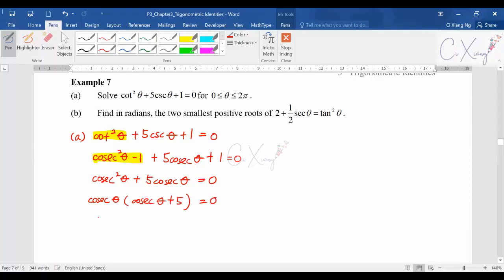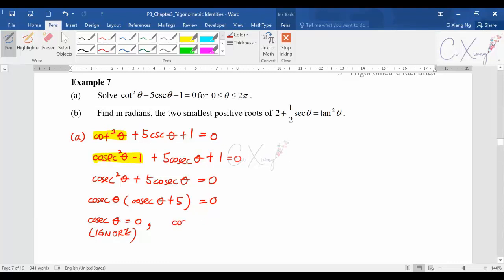After that, you will have 2 equations here. Cosecant theta equals 0, and you need to ignore it, because you won't get any solution from here. Why can you not get the solution from here? Think about it on your own, by yourself. Please make sure that you know why it equals 0 and then you need to ignore it. Don't just simply copy. So you try: why do I need to ignore this part?